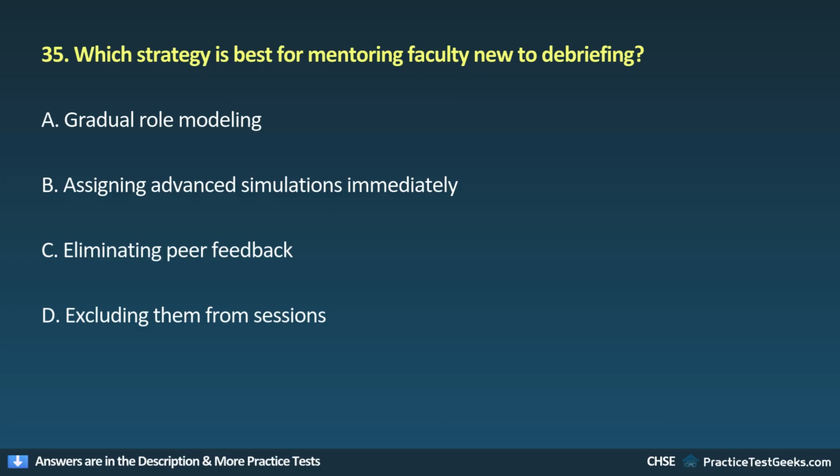35. Which strategy is best for mentoring faculty new to debriefing? A. Gradual role modeling. B. Assigning advanced simulations immediately. C. Eliminating peer feedback. D. Excluding them from sessions.